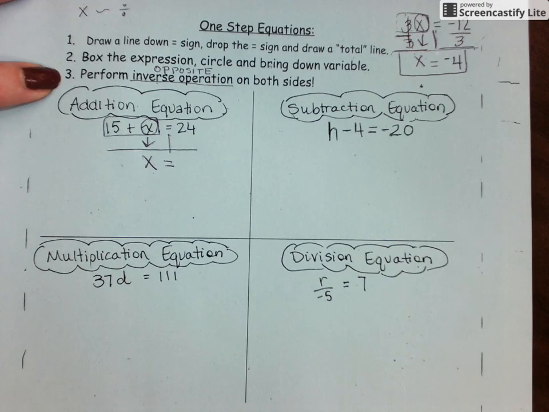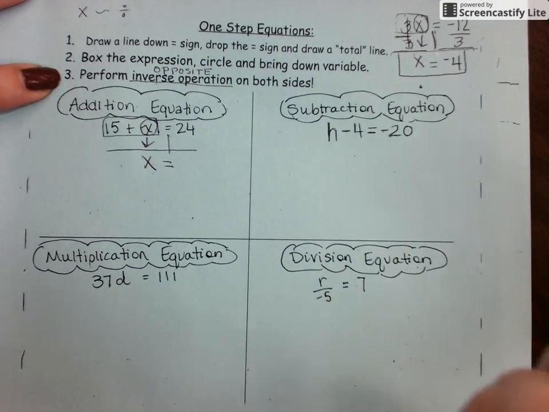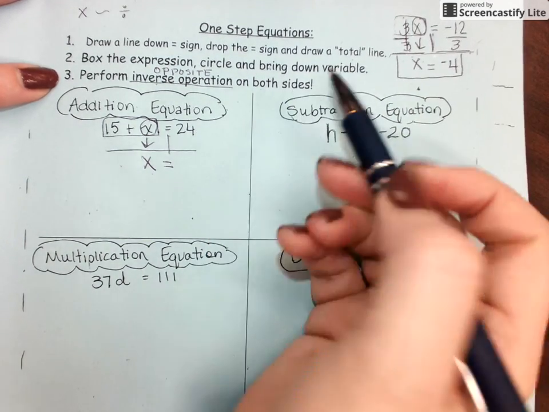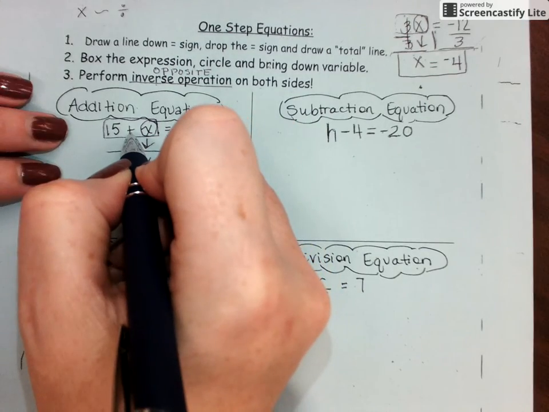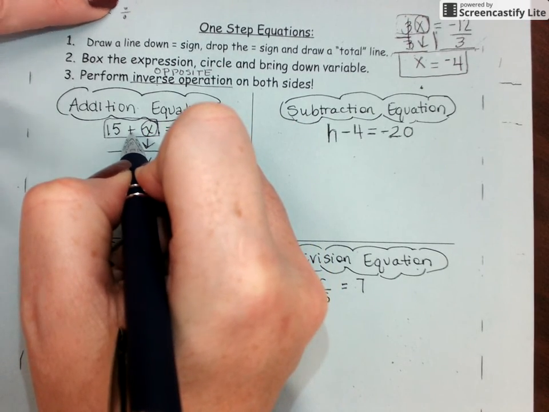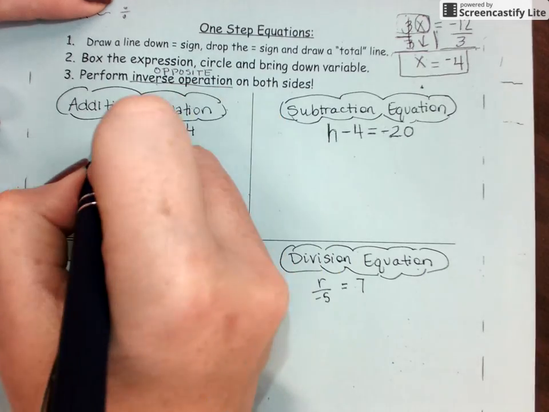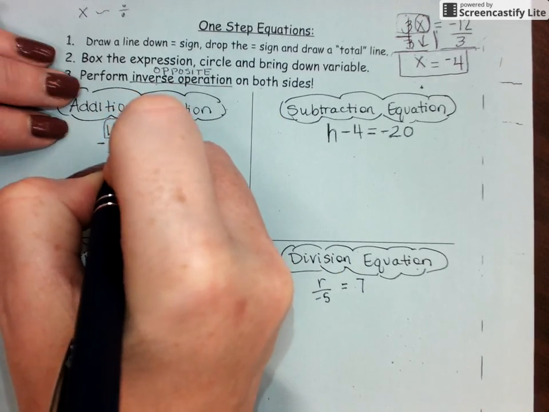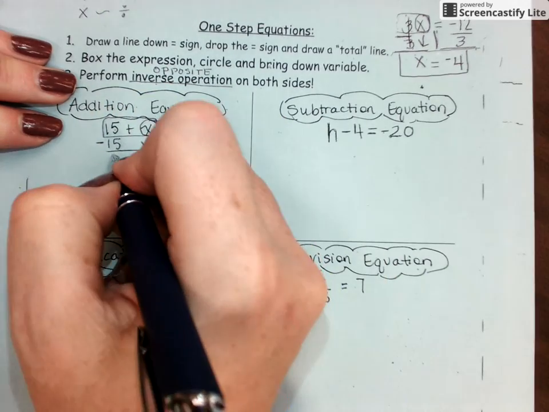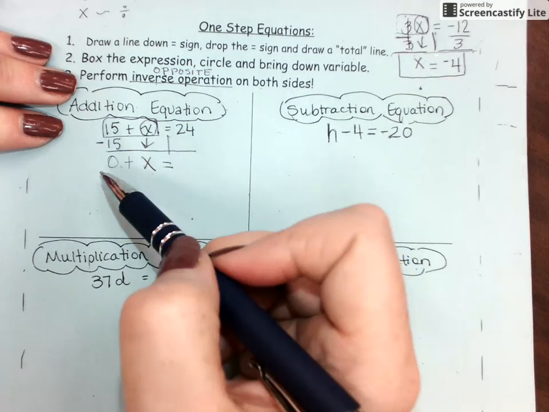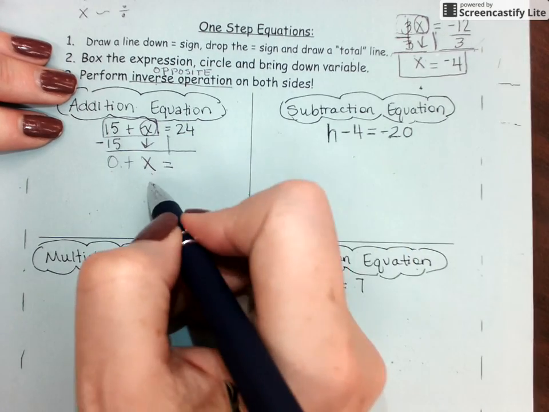Step 3, perform the inverse or opposite operation on both sides. So this was an addition. The opposite of addition, of course, is subtraction. So I'm going to subtract 15. What's 15 minus 15? That's right. So 0 plus x would just be x.